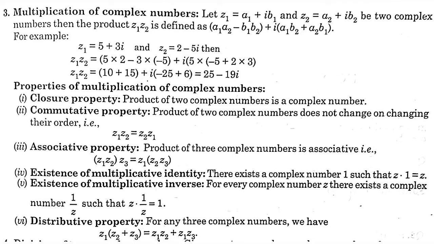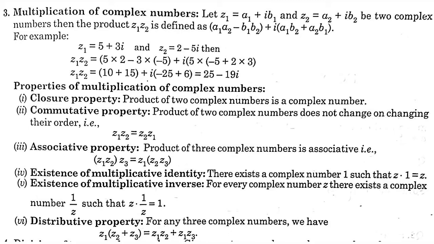Multiplication of complex numbers. Let z1 is equal to a1 plus ib1 and z2 is equal to a2 plus ib2 be two complex numbers, then the product z1 z2 is defined as a1 into a2 minus b1 into b2 plus imaginary part i in the bracket a1 b2 plus a2 b1.